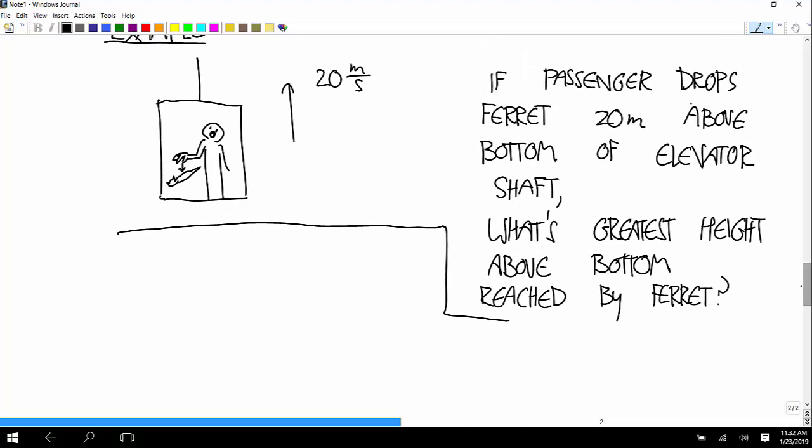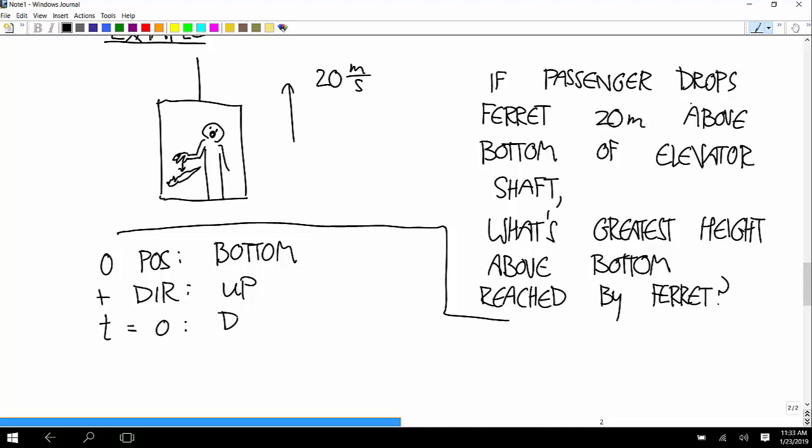So our zero position, I'm going to choose the bottom of the elevator shaft. I'm going to choose the positive direction up again. The time equals 0, I'm going to choose when the ferret's dropped. The chosen time is going to be when the ferret reaches its highest point.